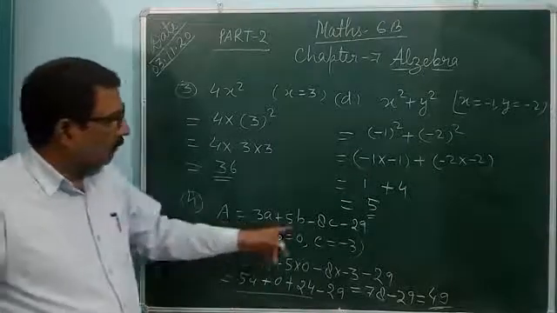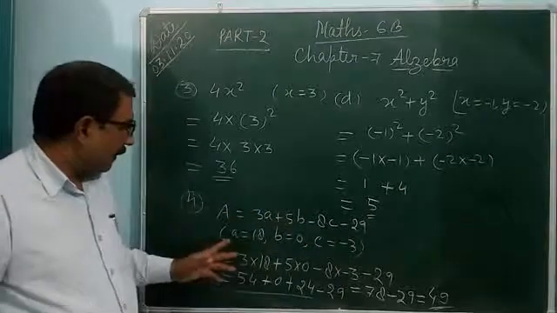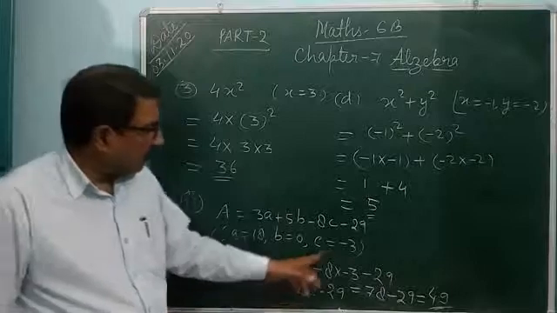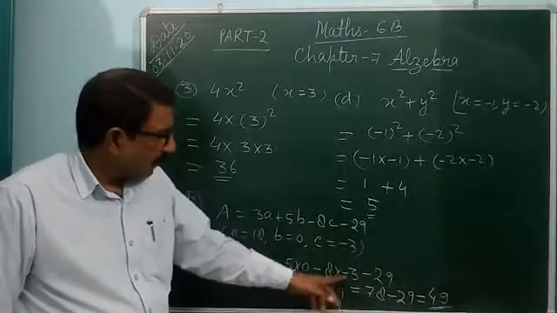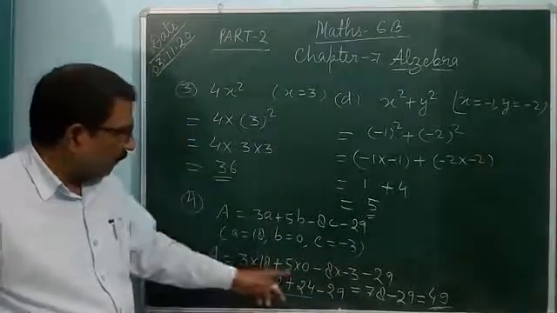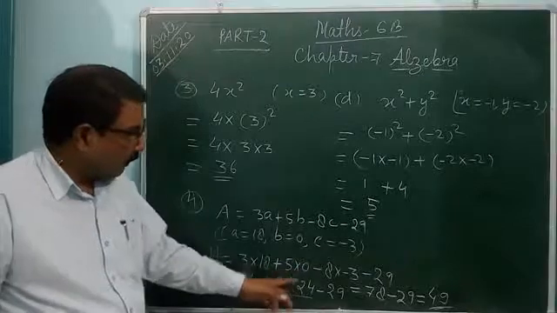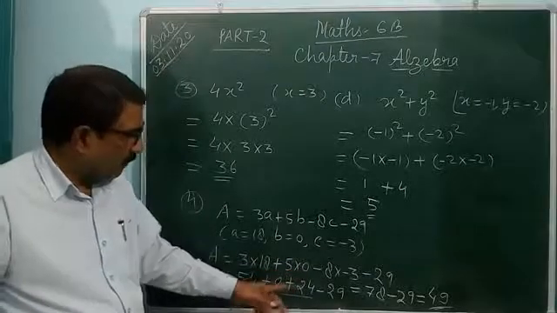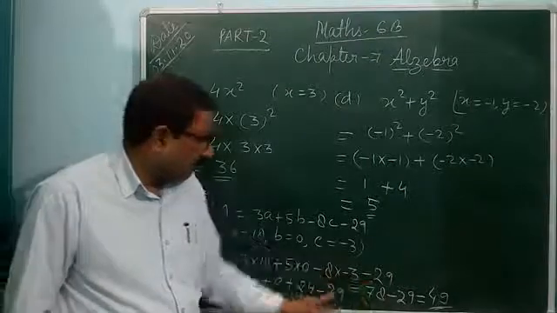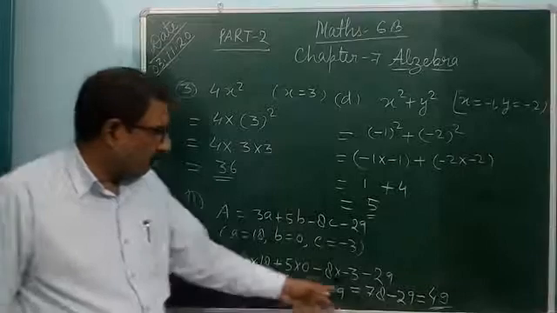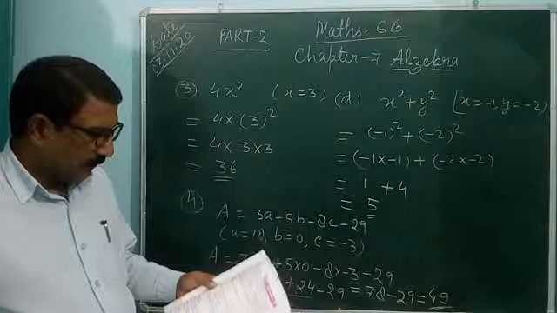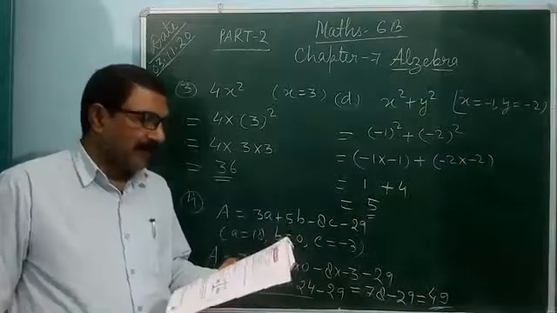A is equal to 3A plus 5B minus 8C minus 29. In the place of A you put 18, in the place of B you put 0, in the place of C you put minus 3. After that minus 29. After that you can calculate 18 times 3 is 54 plus 5 into 0 means 0. If you multiply any number with 0, it will come 0, and minus 8 times minus 3 is 24. Minus minus will be plus, and minus 29. So you can calculate 54 plus 24. After that you can take minus 29 from 78. Answer will be 49. In this way you can complete exercise 7B.